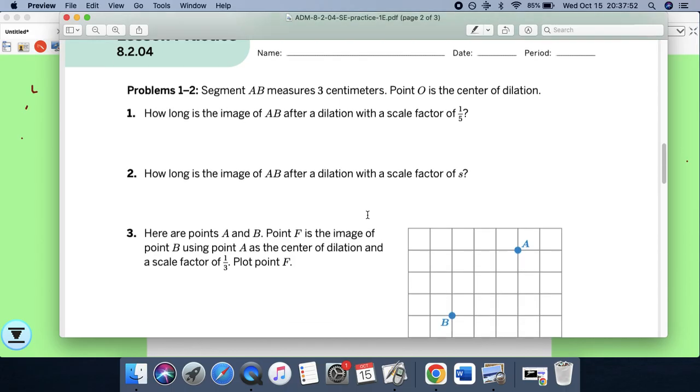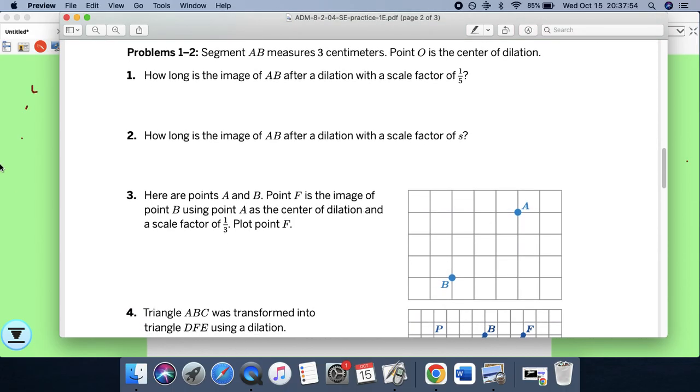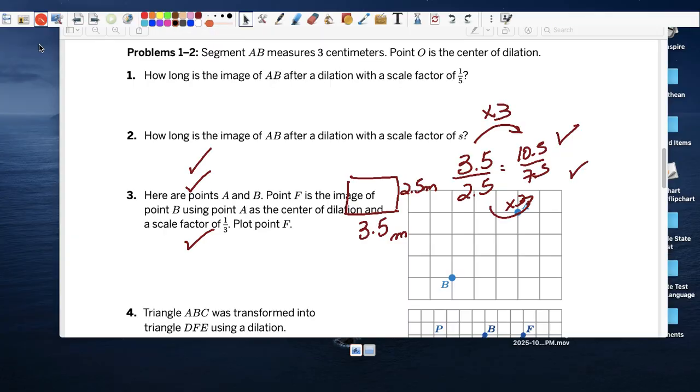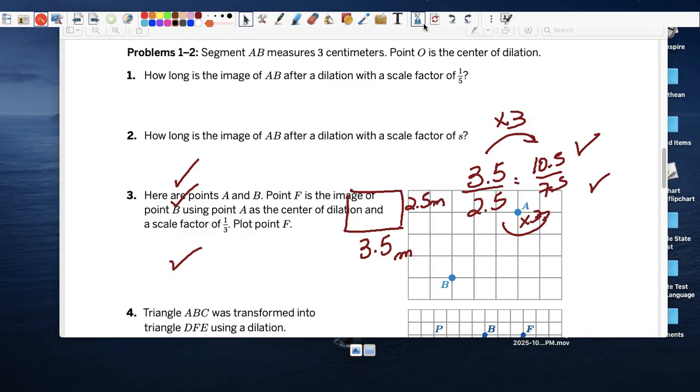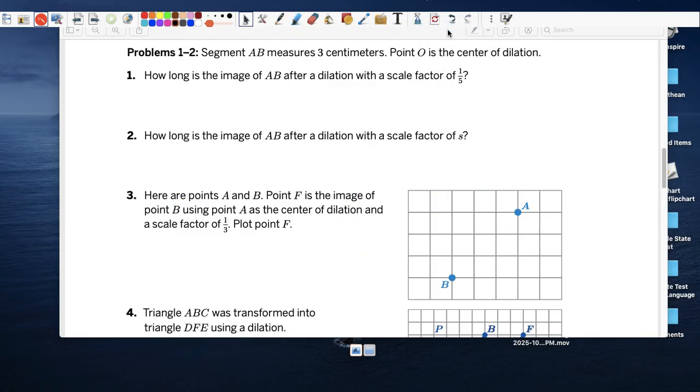Let's go straight to the problem. So problem one says, that's not it. Let me erase this. That was the other class. Segment AB measures 3 centimeters. Point A is the center of dilation. How long is the image of AB after dilation with a scale factor of 1/5?